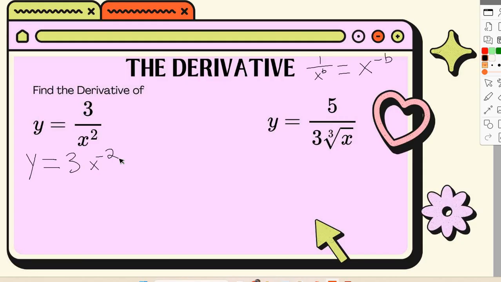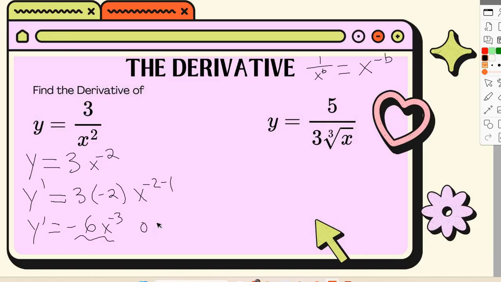Yeah. Now we have a negative exponent this time, so we do have to be a little bit careful. So this time I have a y prime, because it's not f of x this time. But I'm still going to do the same process. I'm going to bring down my exponent, and then I'm still going to subtract 1. So 3 times the negative 2 gives us negative 6. And I get x to the negative 3.